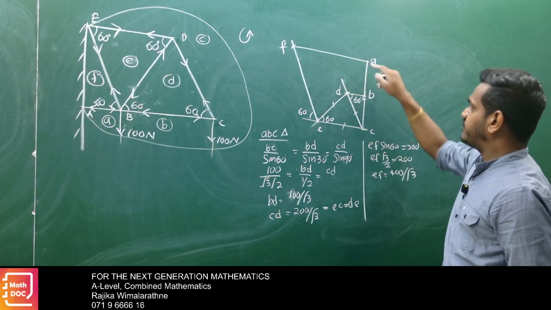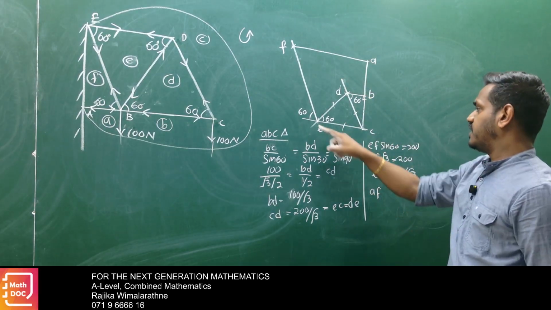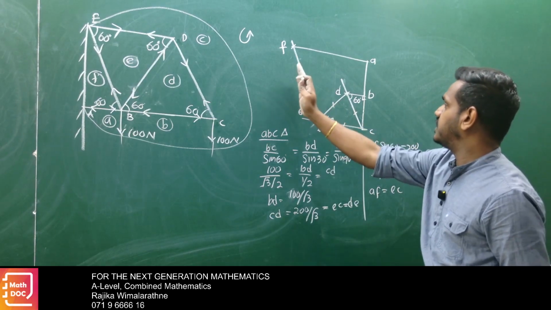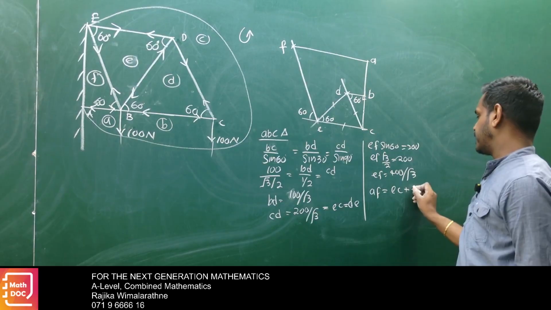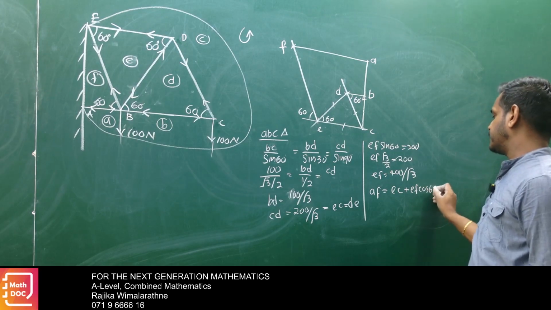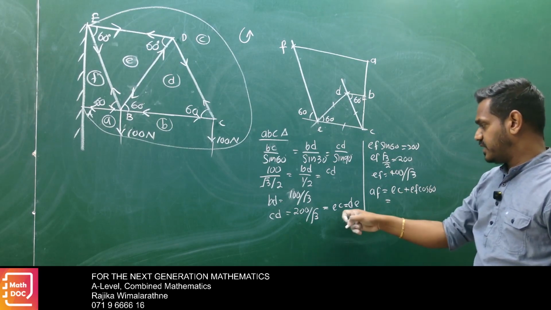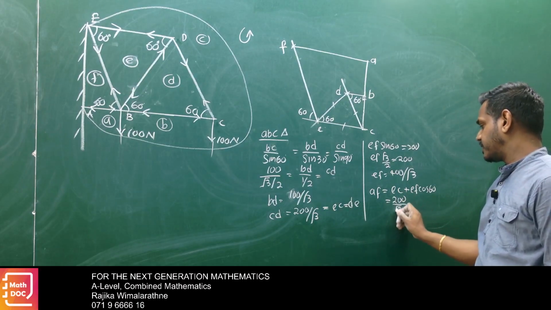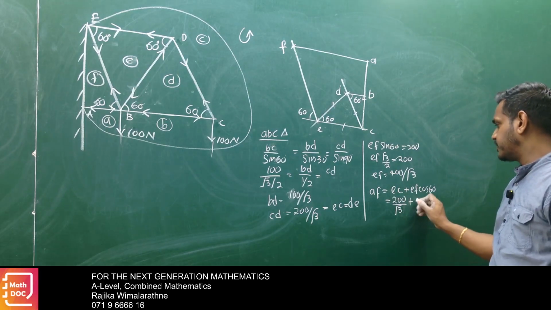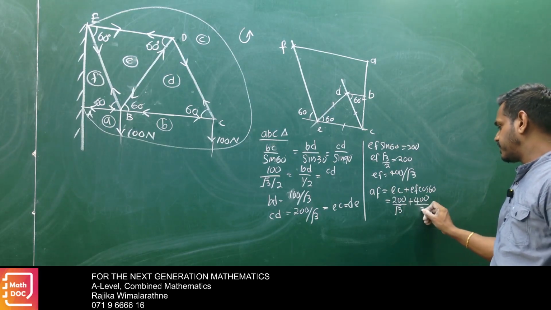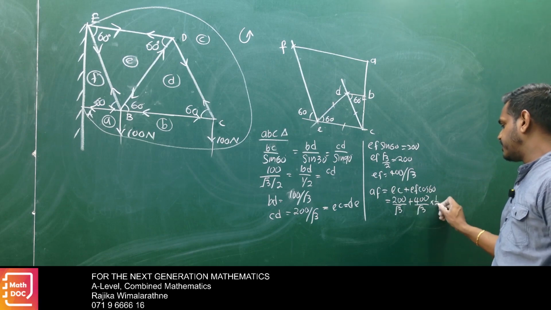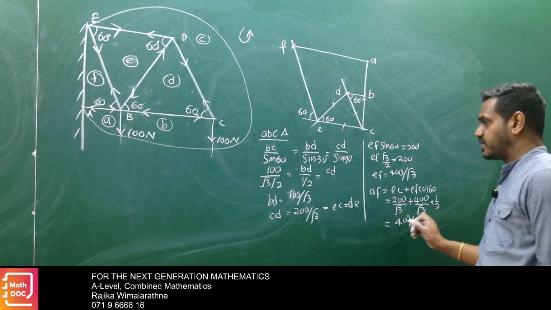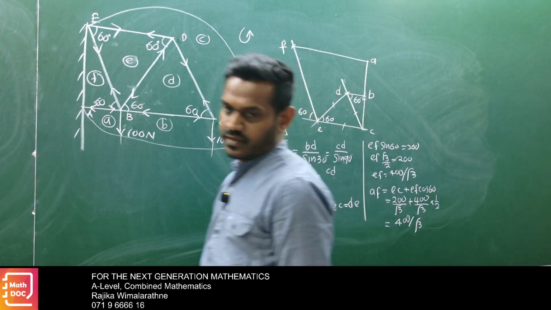Then we need AF, no? AF equal EC plus EF cos 60. Use geometry. EC 200 over root 3. EF 400 over root 3. Cos 60 half. Then final value 400 over root 3. Now we can fill the table. No? Then you fill the table.